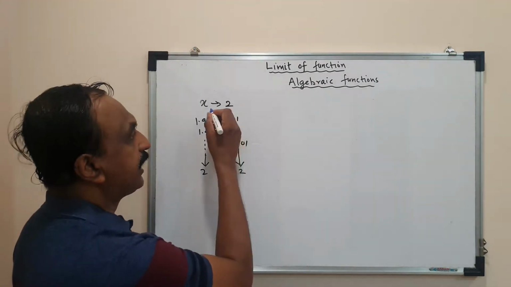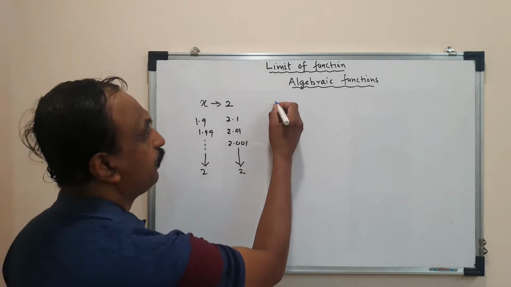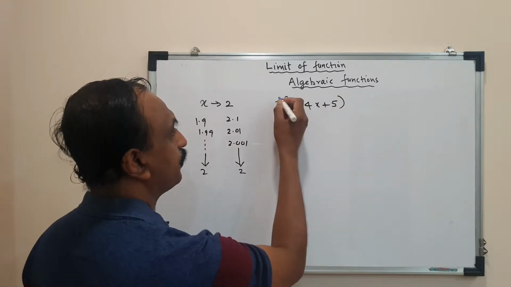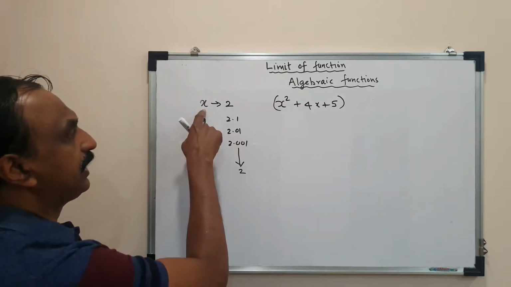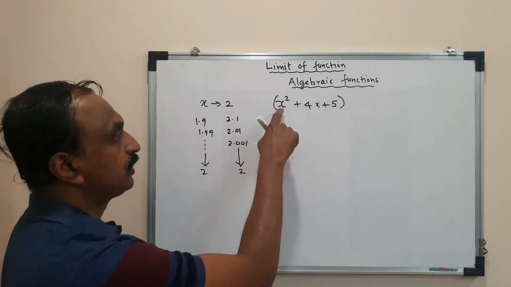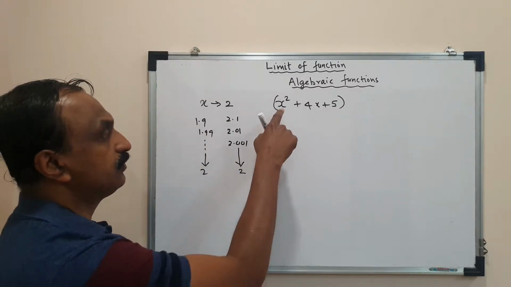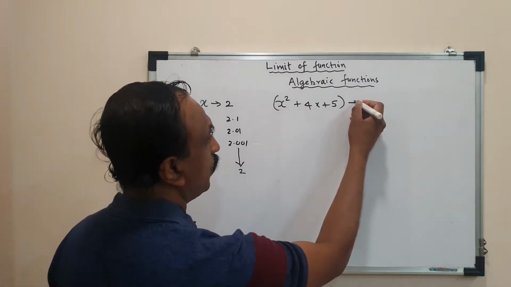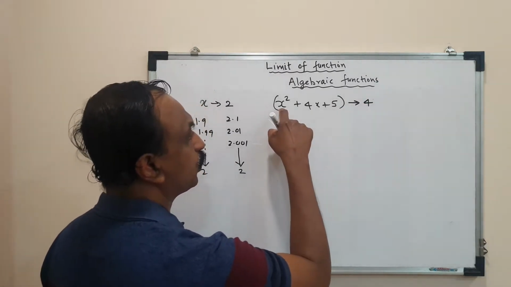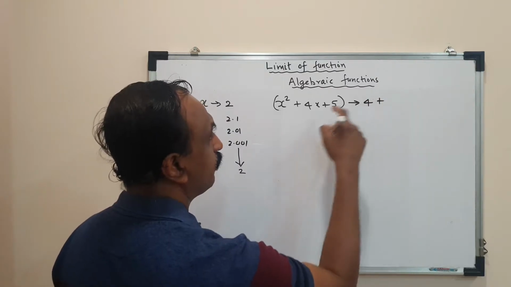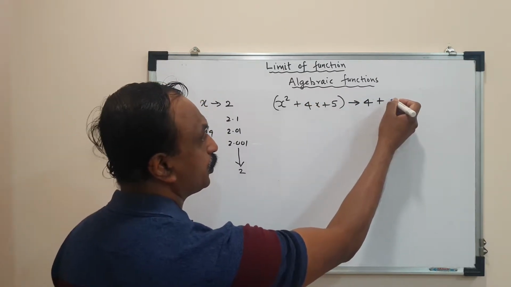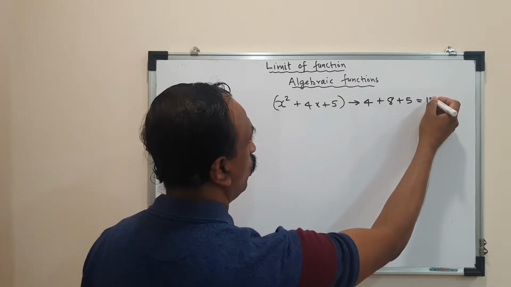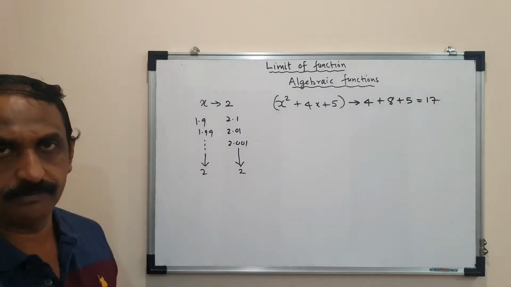Now, when x value is approaching 2, what will be the value of x square plus 4x plus 5? Naturally, when x value is approaching 2, the square of all these numbers will be near 4. So x square will approach 4, that is, 2 square is 4. And 4x will approach 4 into 2, 8. And 5 will remain as it is. So the whole function will approach 17.